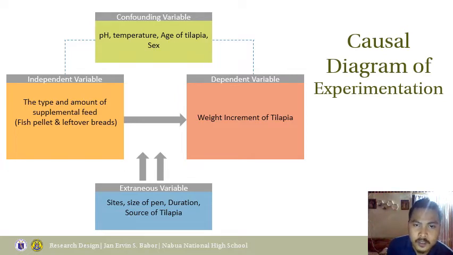Now extraneous variable is here, and we put some arrow here to denote that the extraneous variable may affect the validity of the experiment. And the confounding variable is found here at the top with a connecting line, suggesting that it affects both independent variable and dependent variable. So I hope that's clear.